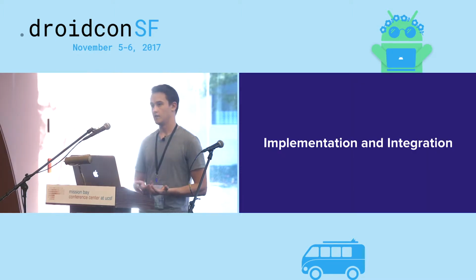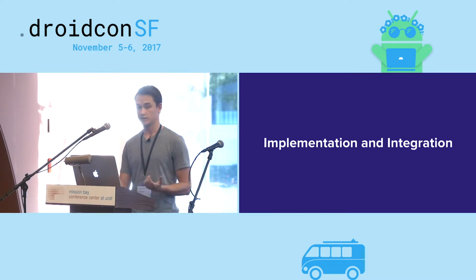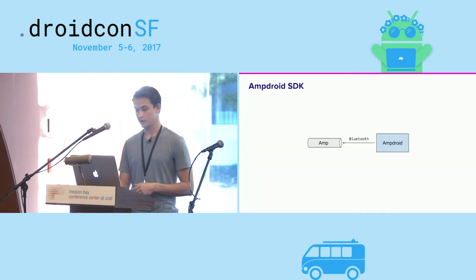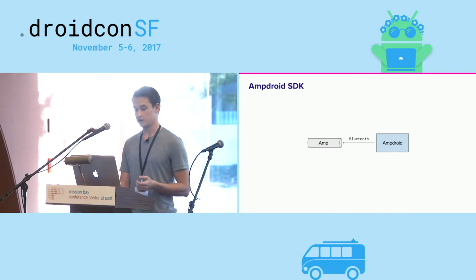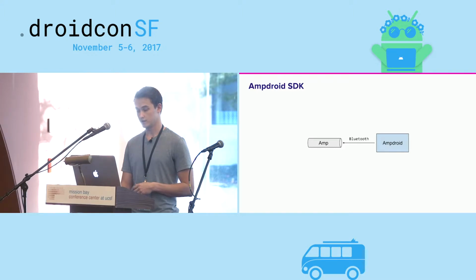So now that we understand how the hardware works, we can work on implementing this and integrating it into our app. The first thing we did was we created an Android module that we called AmpDroid, and the primary purpose of this SDK is just to interact with our Bluetooth device.